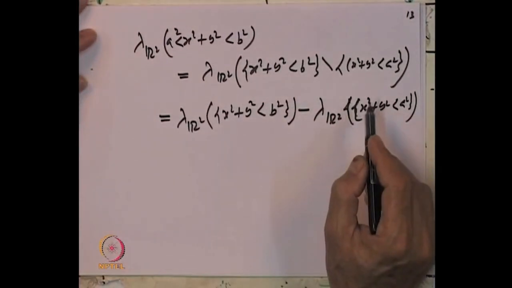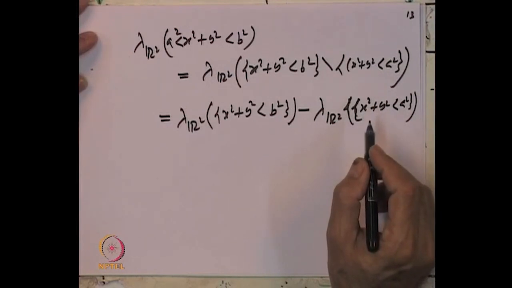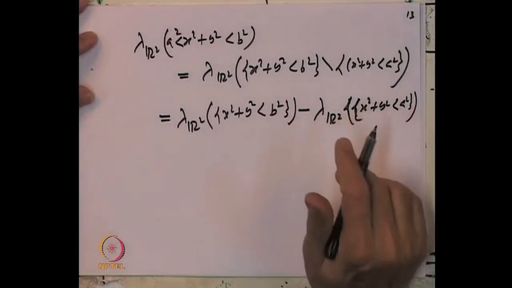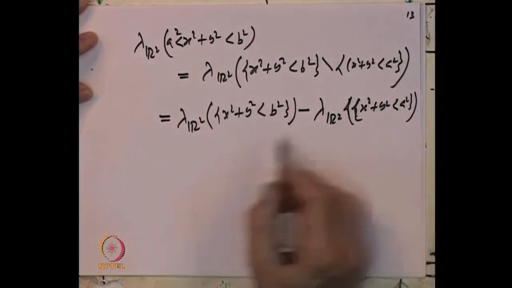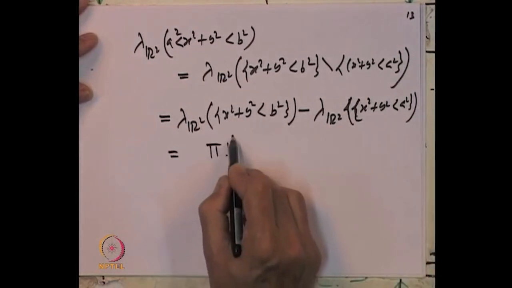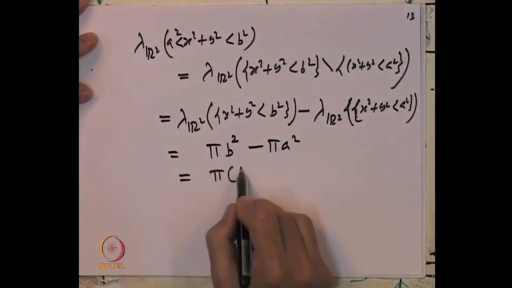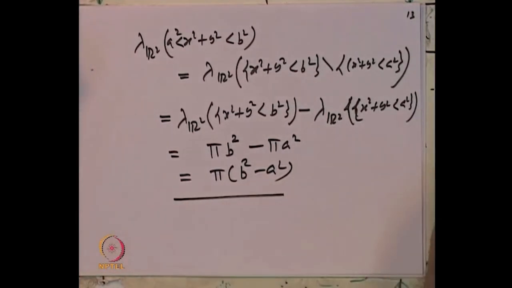So, the measure of the difference A minus B is the measure of A minus the measure of B, whenever B is a subset of A and everything is finite. So, that property gives you this, and this is pi of b square. Just now we saw pi of a square. So, that is pi of b square minus a square. So, that proves it.